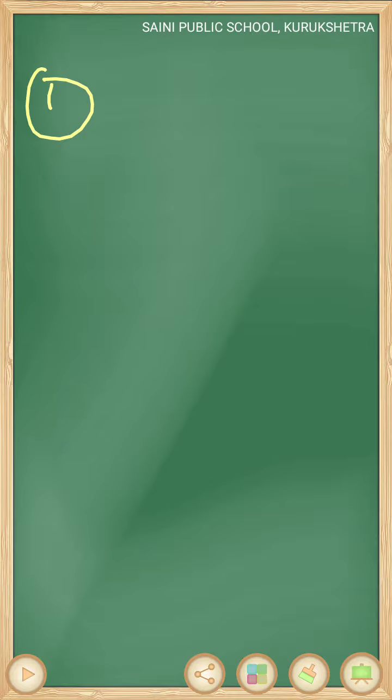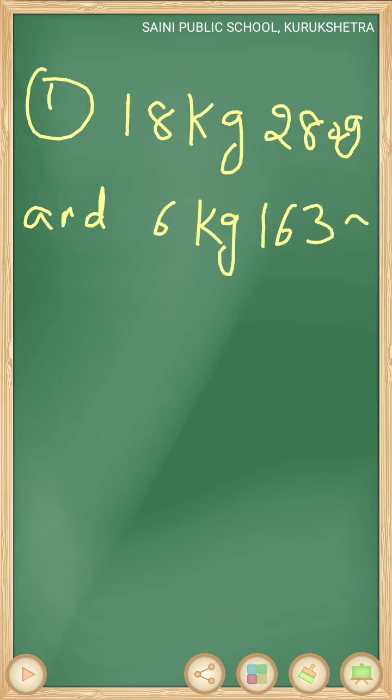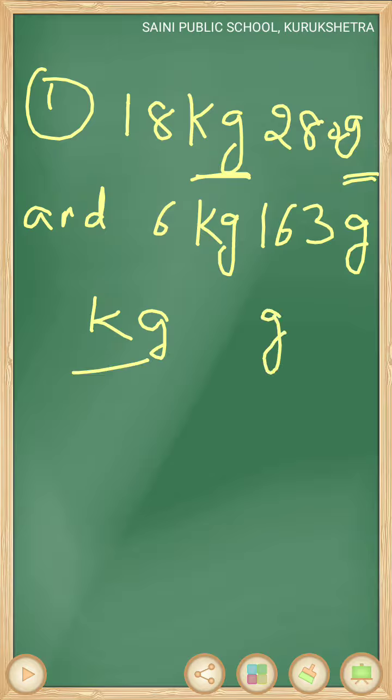The first example is we want to subtract 18 kilogram 280 gram, and the second number is 6 kilogram and 163 gram. As you know, units of weight are kilogram and gram. So we will subtract these two numbers. First of all, as we have done in addition, we will write units of weight. Units of weight are kilogram and gram. Now we will write numbers according to their units.